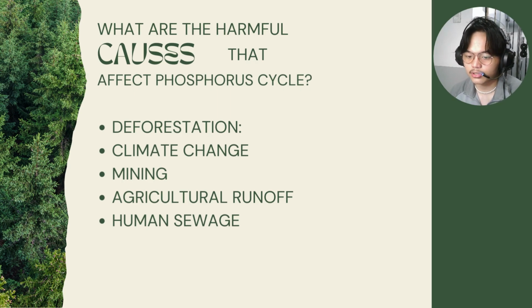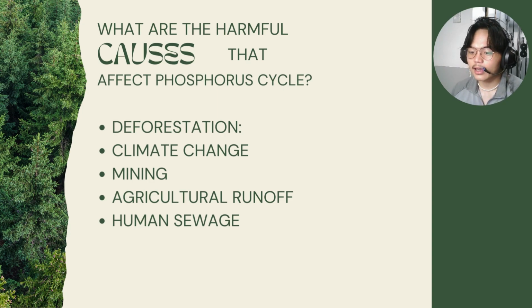Next is climate change. Climate change can alter precipitation patterns and increase the frequency and severity of droughts and floods, affecting the availability and movement of phosphorus in ecosystems. Next is mining. Phosphorus is often extracted from mines, which can release harmful chemicals and pollutants into the environment. Next is agricultural runoff. Excessive use of phosphorus fertilizers in agriculture can result in runoff into waterways, causing eutrophication and harmful algal blooms. And lastly, human sewage.